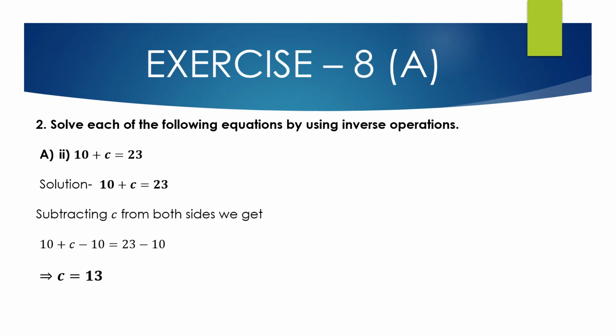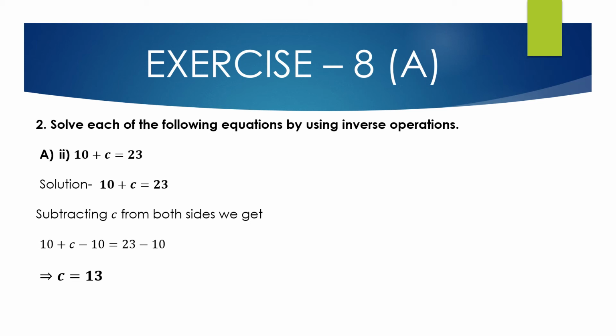Now we solve question number second bit. 10 plus c is 23. We have to solve for the value of the variable in 10 plus c equal to 23. This is the equation given and we have to solve for the value of the variable c.